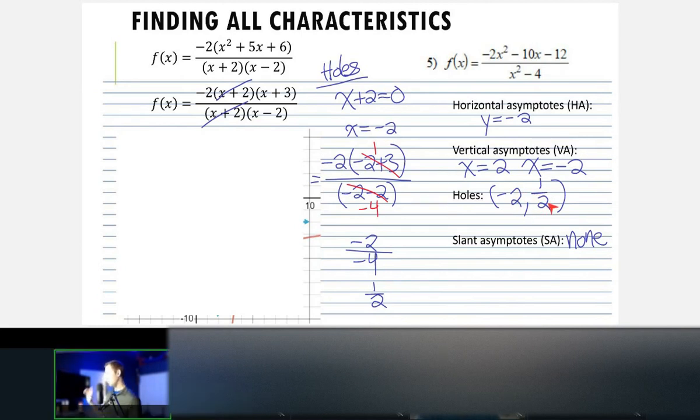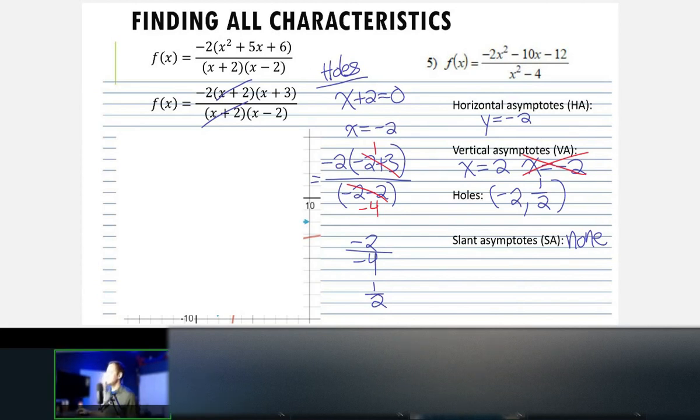Now, one more step. If you have a hole at x equals negative 2, that means we don't have a VA at x equals negative 2. So when you identify a hole, you have to erase or cross out this. Oops, get my pen tool out. We have to cancel out that. So we only have one VA. We have one VA at x equals 2, and we have a hole at negative 2 comma 1/2. So there is a little bit of work, right, to calculate the hole.